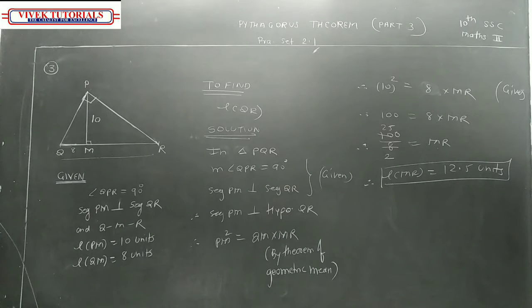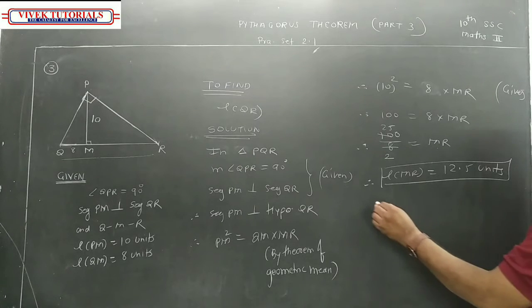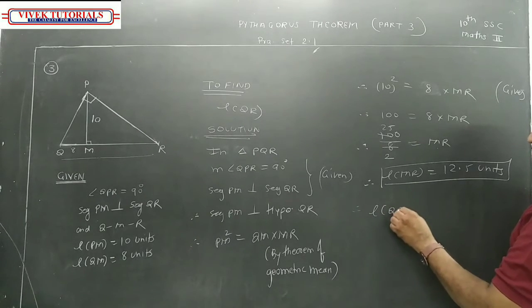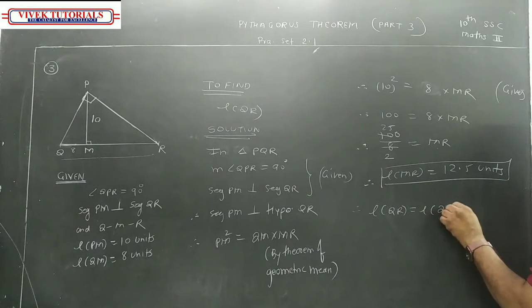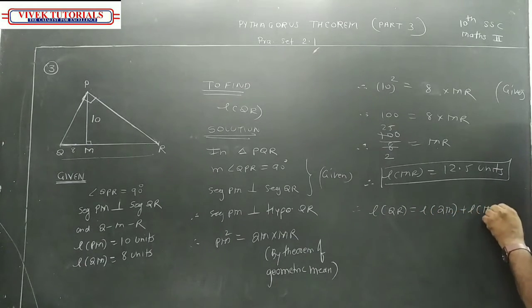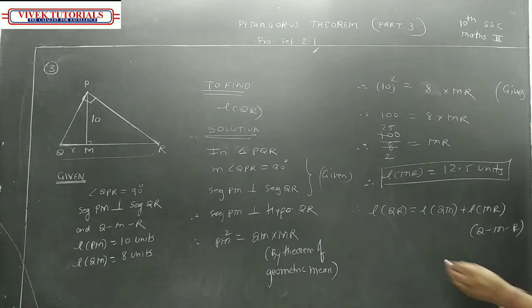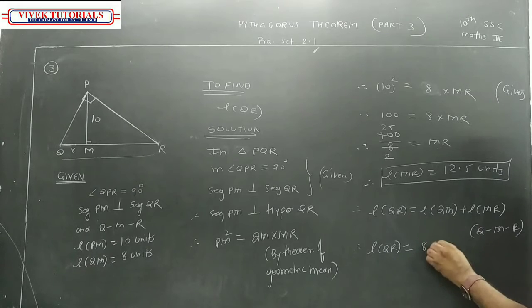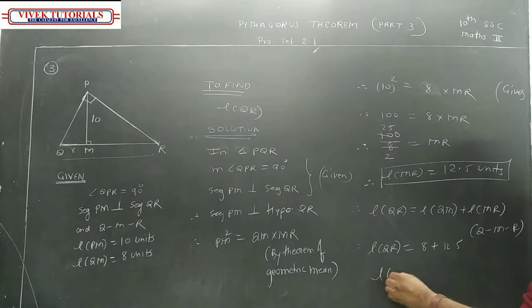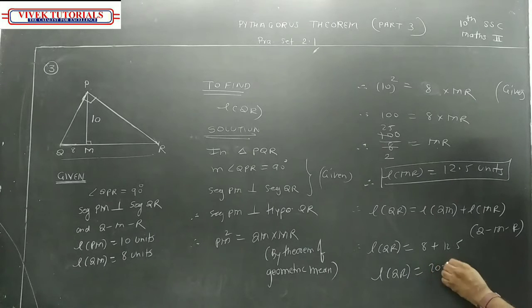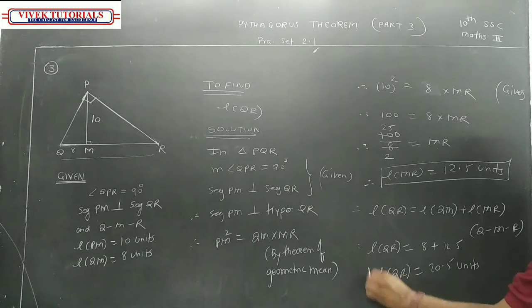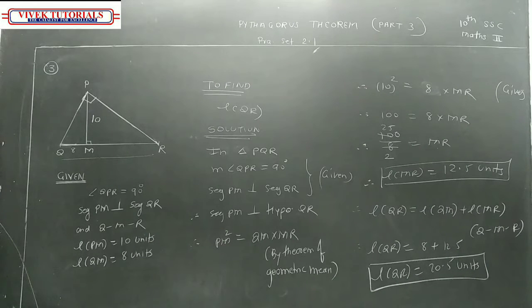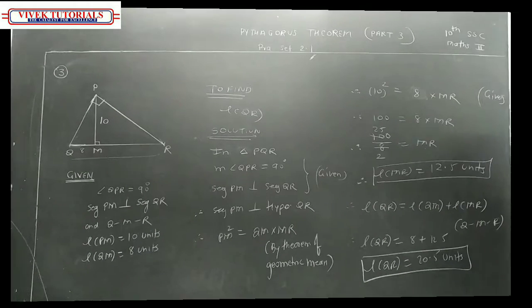Okay, you got MR. Now they have not asked you MR, they have asked you QR. Therefore, length QR is equal to length QM plus length MR, because Q, M and R are collinear points. Therefore, length QR is equal to QM is 8 plus 12.5. Length QR is equal to 20.5 units. This is your final answer. Copy it down properly by pausing the video.